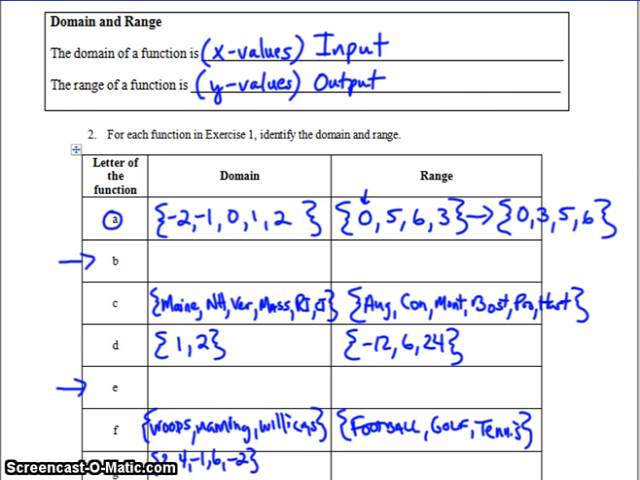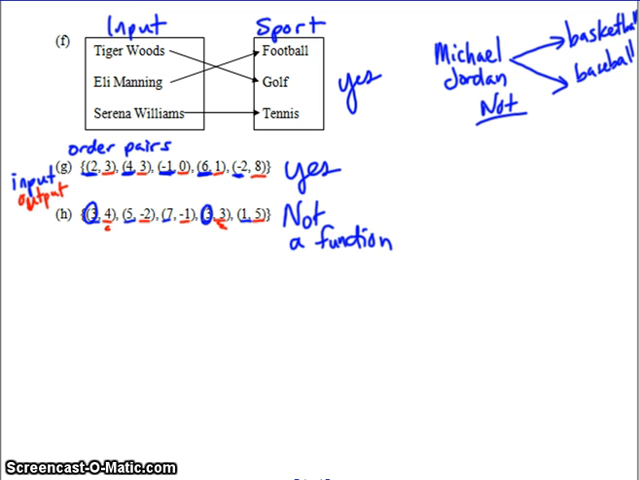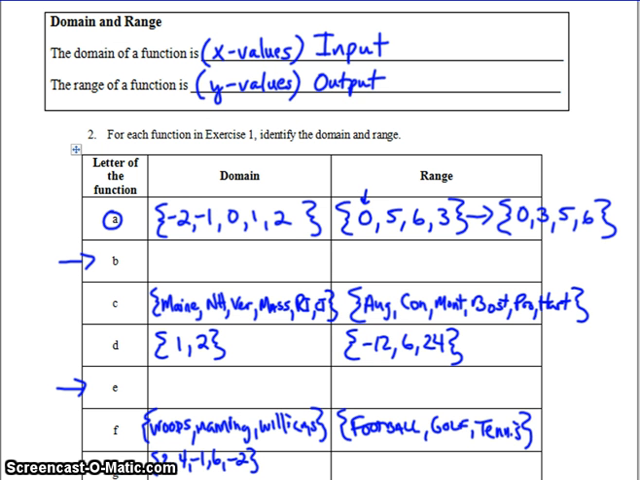And then the output is 3, 3, 0, 1, and 8. We know that 3 is twice, so we don't have to write it in the range twice. Technically I didn't put them in order; I should have. You're responsible for H, B, and E.